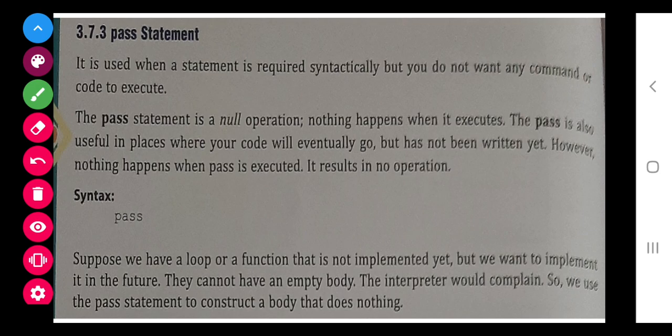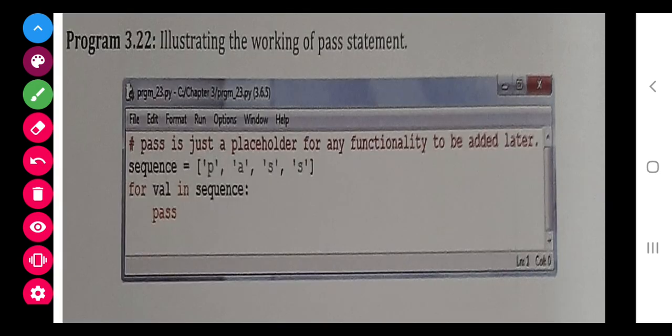Now class, this is pass. We don't actually use it, but it is just to keep particular things in sequence, that is, pass as a value. This is the list, which we are going to study in the next chapter. Now, for val in sequence, p is there, a is there, s is there, s is there, so it will pass. It will not display any value.